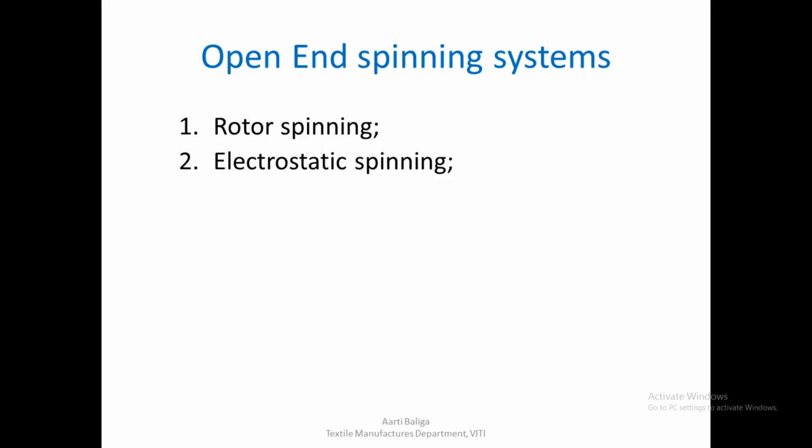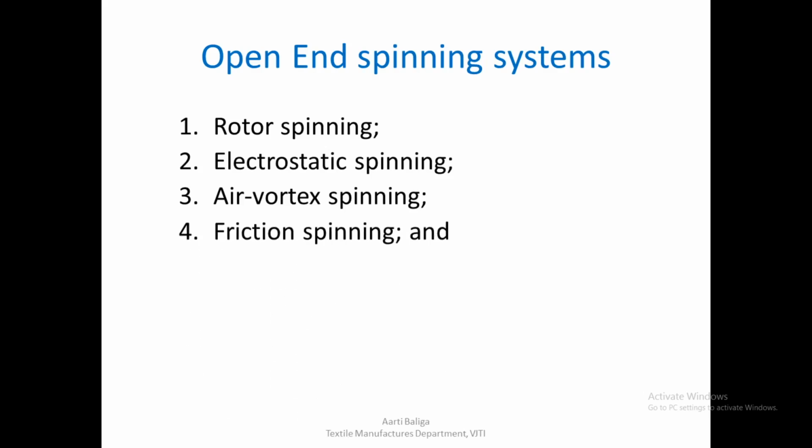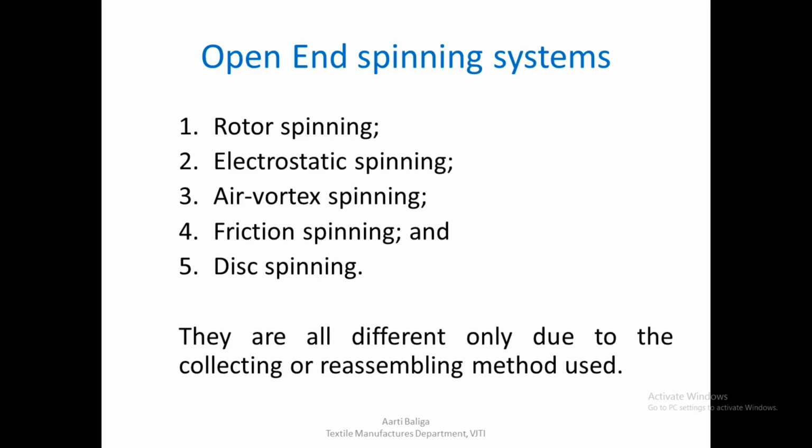The second system is the electrostatic spinning. Third, air vortex spinning. Fourth, friction spinning, and fifth, disc spinning. So these are the 5 systems which are subclassified under open end spinning, having the same concept, wherein the fibers are opened to the individual fibers and recollected to form the yarn. The difference between them is only that the collecting or the reassembling method or the device would be different. So as we go further into these lectures, as we study each one of them in detail, you will come to know the difference between each of the spinning systems.